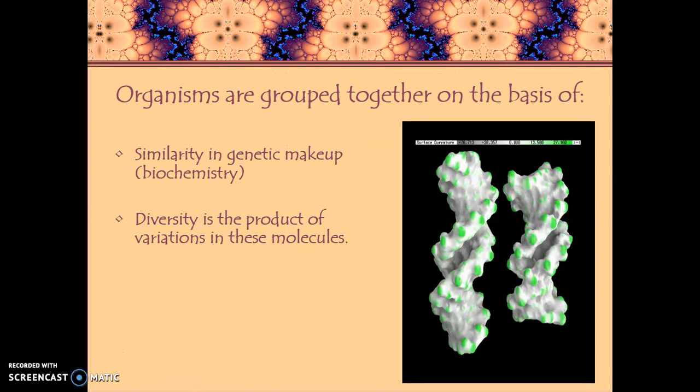Okay, we're also going to group organisms based on their similarity in genetic makeup. So that DNA code, those nucleotide sequences, the amino acid sequences in their proteins. Okay, this is something, again, relatively new. It's pretty recent that we've been able to study DNA and proteins. But it has confirmed many of the things that we had already grouped.